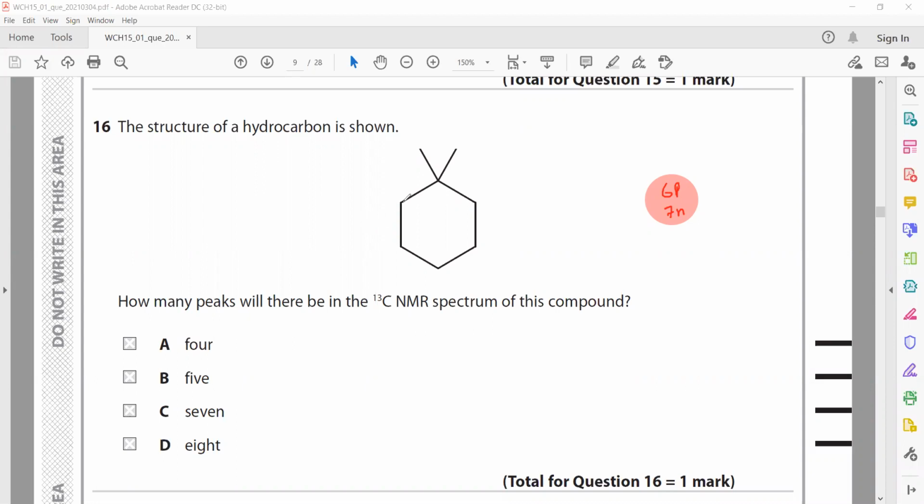So when we check the carbons, these two carbons are identical, so this will be A. These two carbons are identical, so this will be B. This one will be C. This carbon is D. And these two are identical, so both will be E. So how many peaks are there? 1, 2, 3, 4, and 5. So B is the right answer, because symmetrical carbons result in the same type of peak.